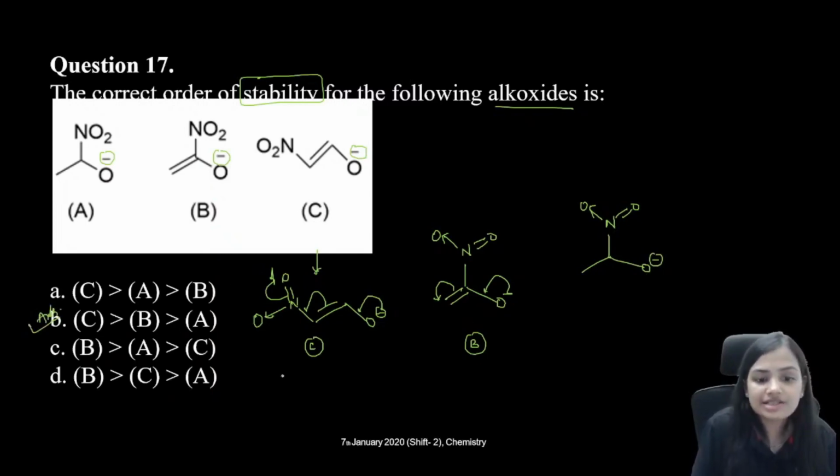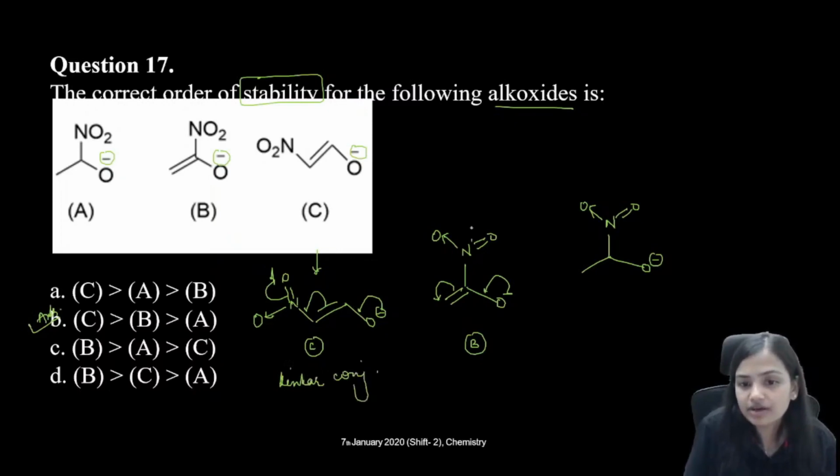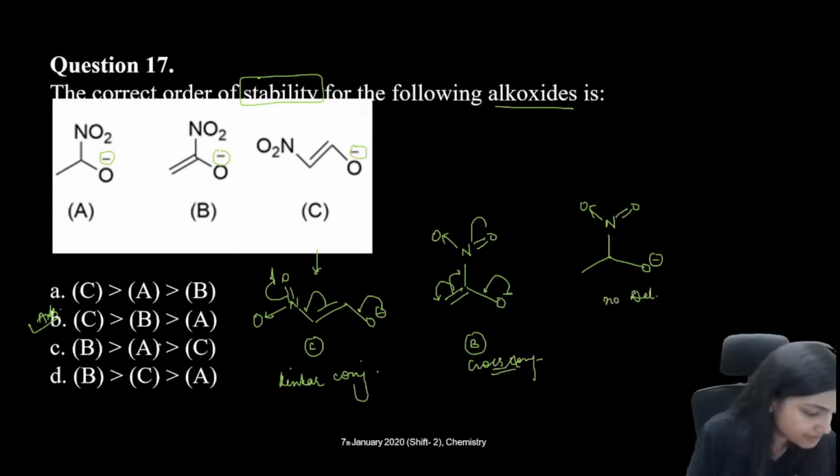Because in C, we can see that there is a linear conjugation. But here, if you will see, this is going here and this is going here. So ultimately there is a cross conjugation. This negative charge can only go over the carbon atom and there is no delocalization. The right answer is B.